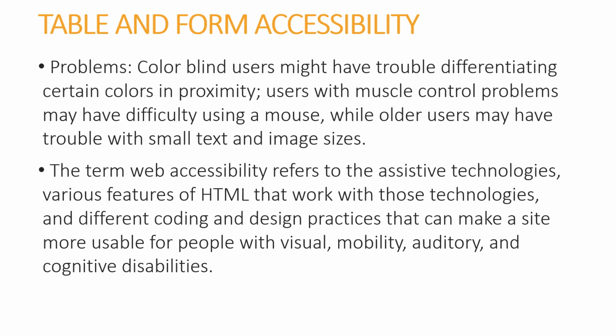Table and form accessibility problems. Colorblind users might have trouble differentiating certain colors in proximity. Users with muscle control problems may have difficulty using a mouse, while older users may have trouble with small text and image sizes. The term web accessibility refers to the assistive technologies, various features of HTML that work with those technologies, and different coding and design practices that can make a site more usable for people with visual, mobility, auditory, and cognitive disabilities.